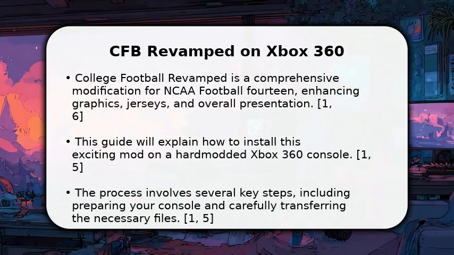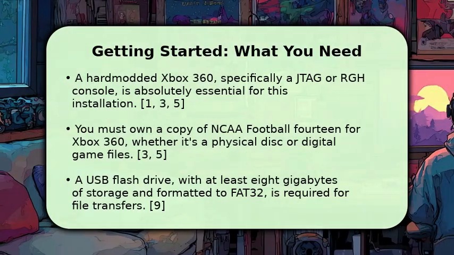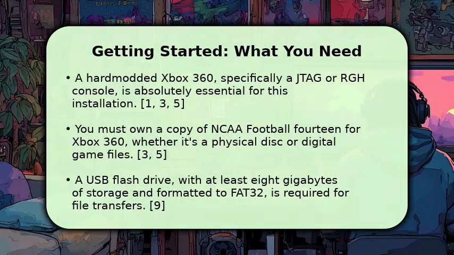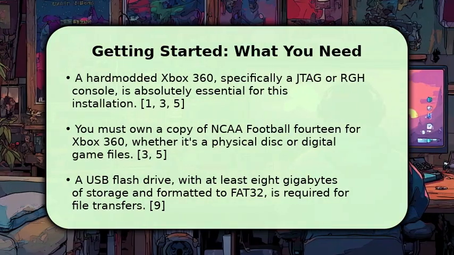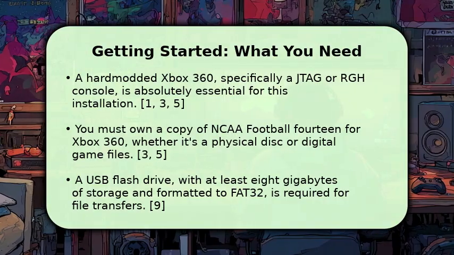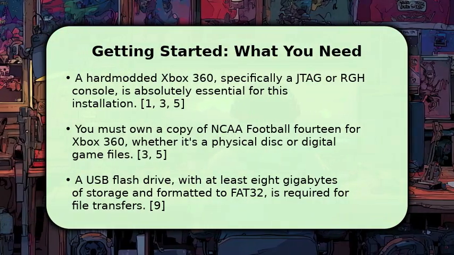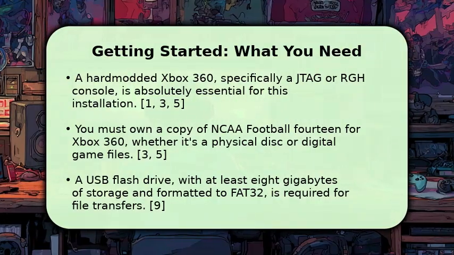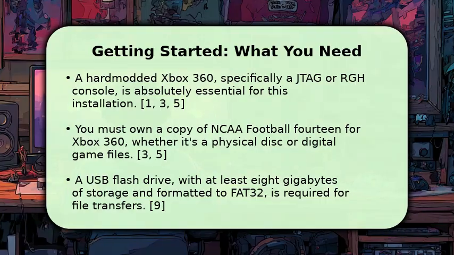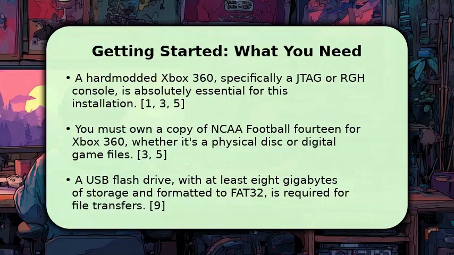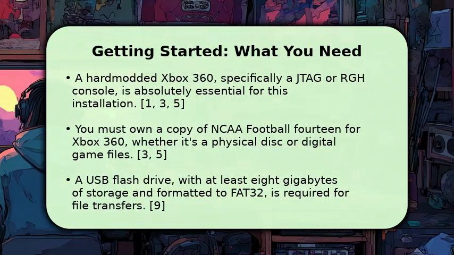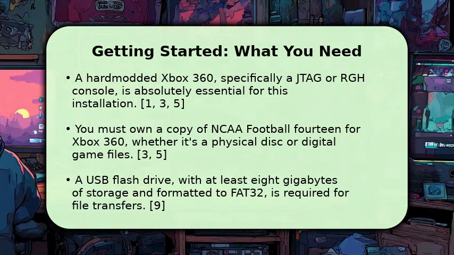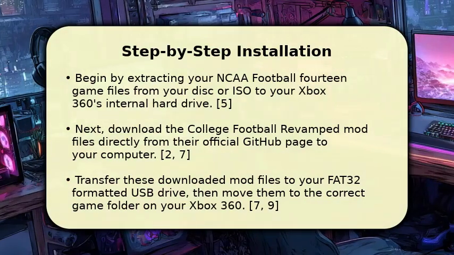Before we dive into the installation, let's ensure you have all the necessary components. First and foremost, a hard-modded Xbox 360, such as a JTAG or RGH console, is a non-negotiable requirement. You'll also need your NCAA Football 14 game, either on disk or as extracted files. Grab a USB flash drive, ideally 8 GB or larger, formatted to FAT32, and have access to a computer for downloading the mod files.